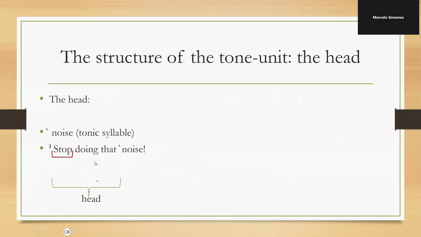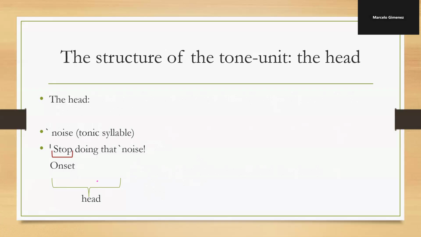Now we said that the head usually begins with a prominent or stressed syllable. Otherwise, it would be prehead. Usually and always occurring before the nucleus, or before the tonic syllable. Now, that first prominent syllable from the head has a name, usually known as the onset. The onset is the first prominent syllable within the head. All right?